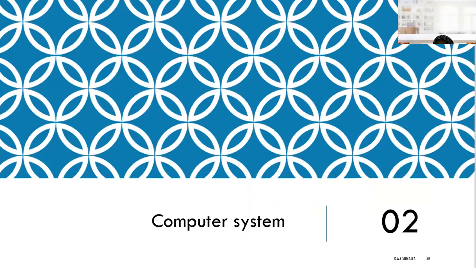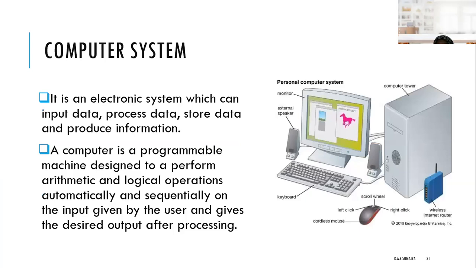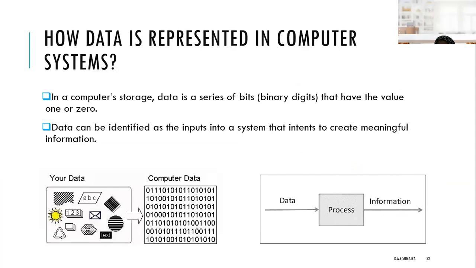And the second topic, computer system. Computer system, it is an electronic device which can input data, process data, store data and produce information. Computer is a programmable machine designed to perform arithmetic and logical operations automatically, sequentially on the input given by the user and gives required desired output after processing.